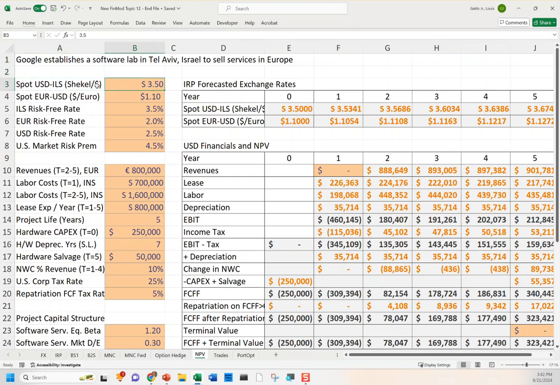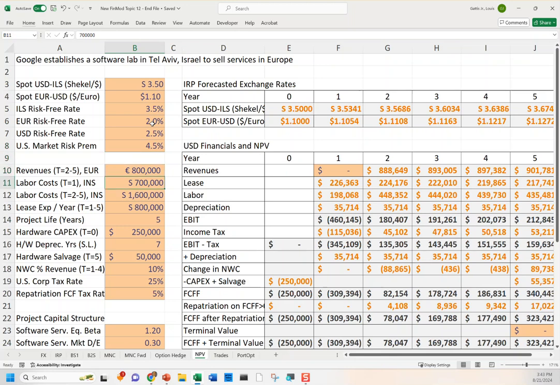I have the spot price of the shekel listed here at 350, so that's 350 shekels per dollar. The spot price of the euro is $1.10. The Israeli risk-free rate is 3.5%. Euro risk-free rate is 2%. US dollar risk-free rate is 2.5% per year. And the US market risk premium for CAPM is 4.5%.